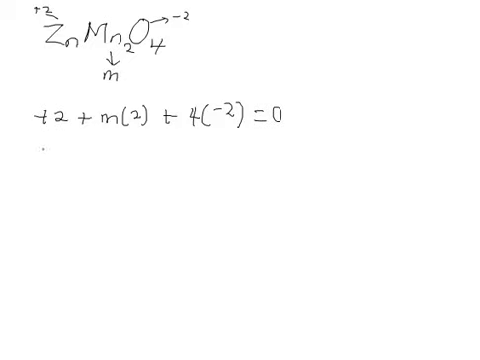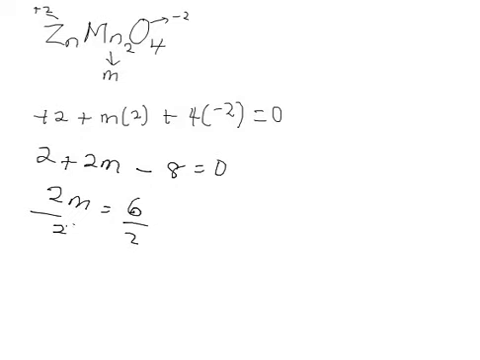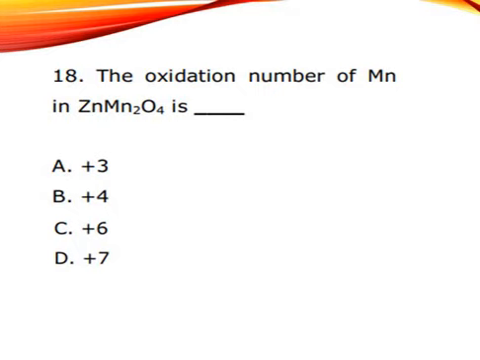So this gives you 2 plus 2M minus 8 is equal to 0. You can take your numbers to the other side, leaving you with 2M equal to plus 8 minus 2, that's 6. So you divide both sides by 2, leaving you with M is equal to 6 divided by 2, that's plus 3, since this is a positive value. Don't forget to put your positive sign or negative sign as it may occur. So your answer here is A, plus 3.